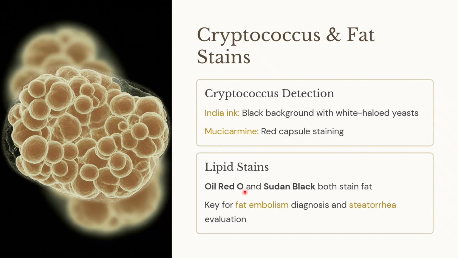What are the lipid stains? The lipid stains are Oil Red O and Sudan black, both of which stain the fat. So when we have to diagnose fat embolism or for steatorrhea evaluation, lipid stains like Oil Red O and Sudan black can be used. How do we remember it? We can think of a clue like black oil, or the Sudan black stains the lipid droplets as black. So you can associate black with oil. Therefore, Sudan black for lipid stains can be remembered.